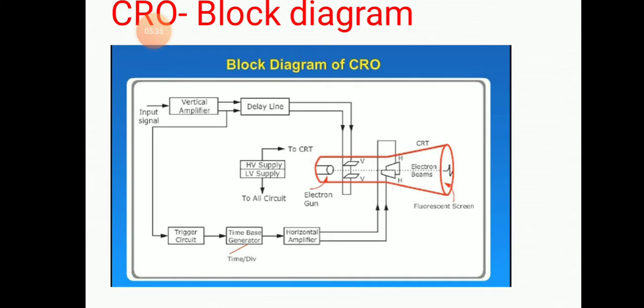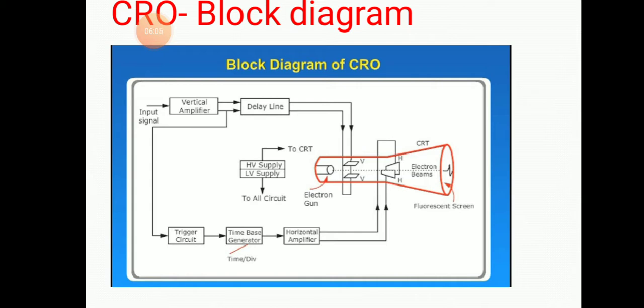And the last ones are the trigger circuit and power supply. The trigger circuit generates trigger pulses with reference to the input signal or other signals. These pulses are given as reference to the time base. Next one is the power supply. The power supply consists of high voltage tapping to operate the CRT and low voltage for other circuits.